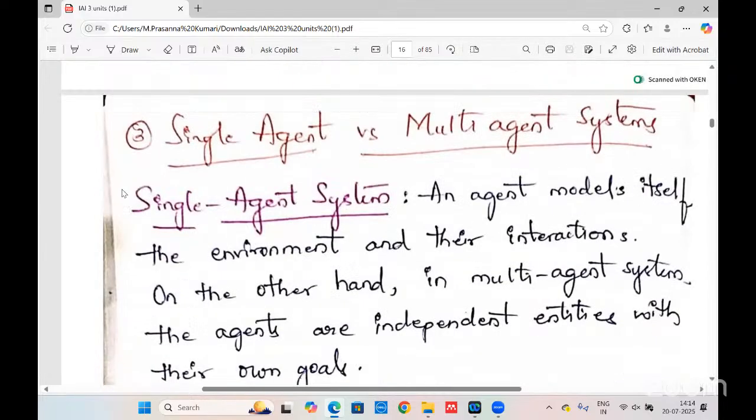Keep heading single agent versus multi-agent system. Single agent versus multi. Don't write anything. Listen here. So who is agent here? Not me. Agent is a system. Who is agent here? The agent may be the AI tool you are using, myself, you, machine, computer, system.